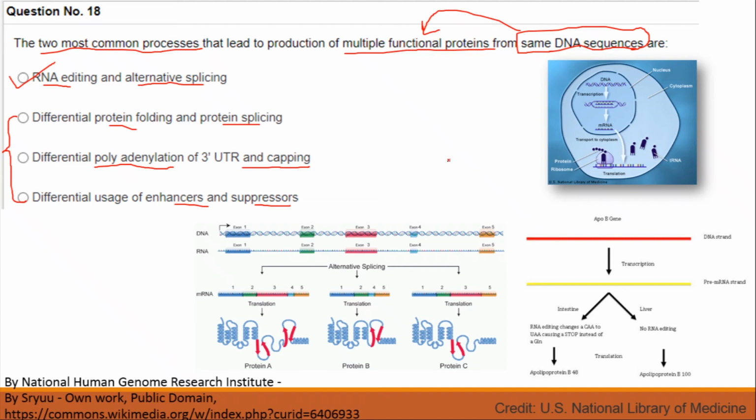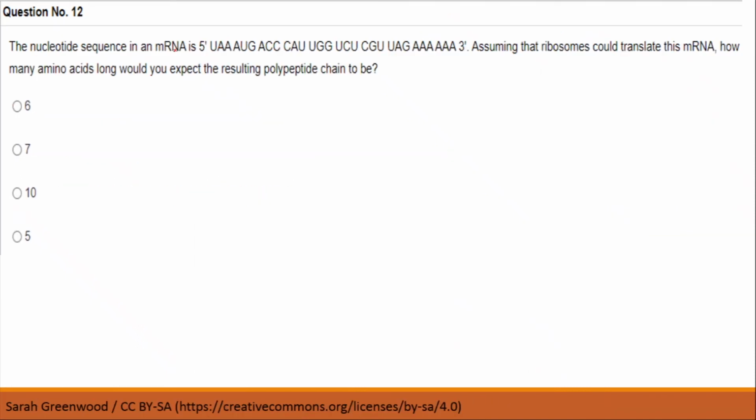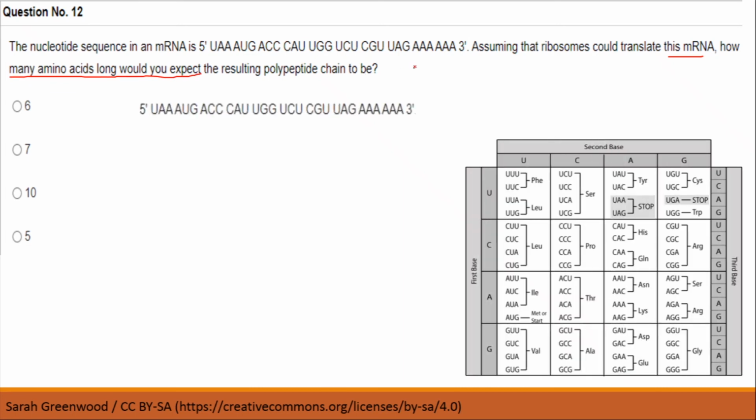Let's move on to the next question. Question number 12. The nucleotide sequence is provided to us and they have told us that, assuming that ribosomes could translate this mRNA, how many amino acids long would you expect the resulting polypeptide chain to be? So this is the provided sequence.